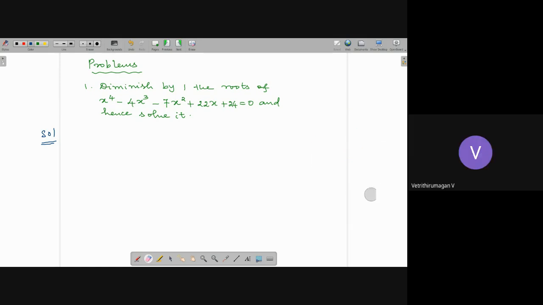Yes, sir. Okay. But now I am not going to use that method because I am going to use a shortcut method. If you want, you can do this method. x power 4 minus 4x cube minus 7x square plus 22x plus 24 equal to 0. So this is equation number 1.